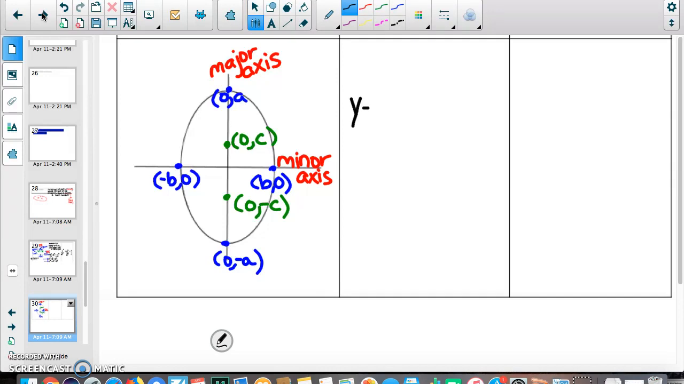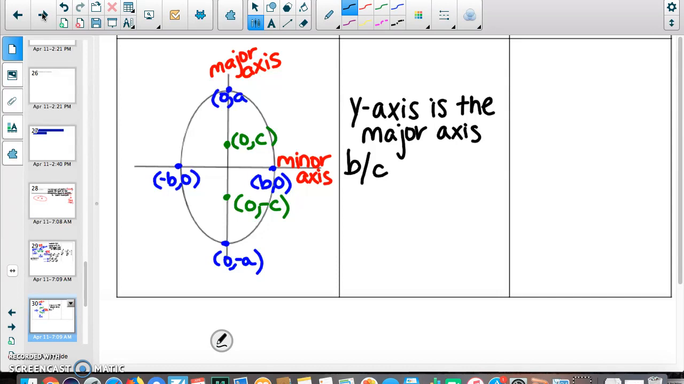One point I will make is the Y-axis is the major axis now, because the Y-axis side is longer. So it depends on what's longer, what longer side is on which axis. That's horrible grammar, but I think you get the idea.